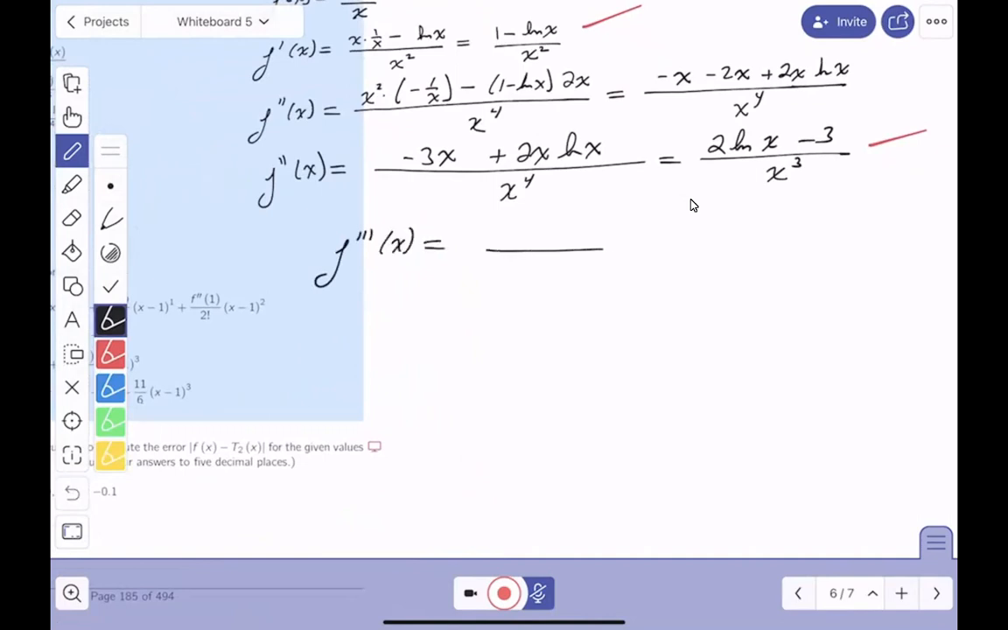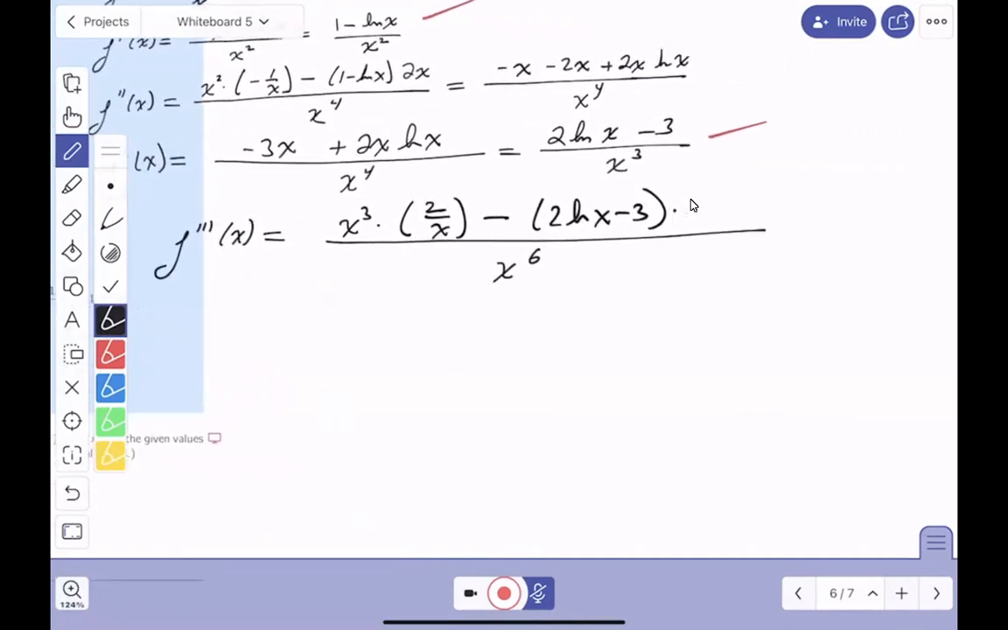Okay, it's going to be tough. It's going to be X to the sixth, X cubed times the derivative of the top, which is 2 over X, minus the top times the derivative of the bottom, which is 3X squared. That's not so bad, right?